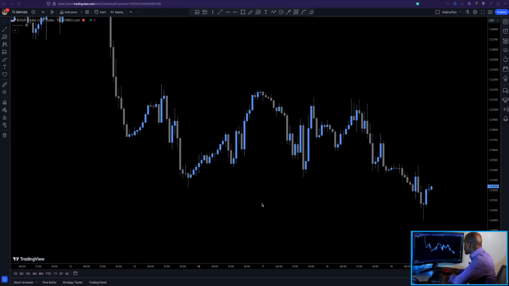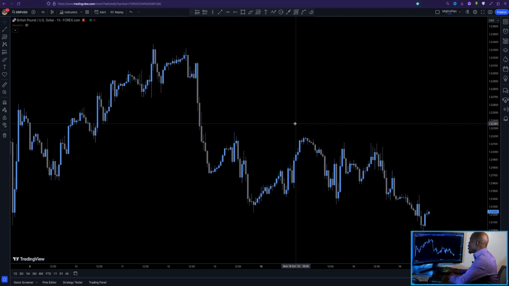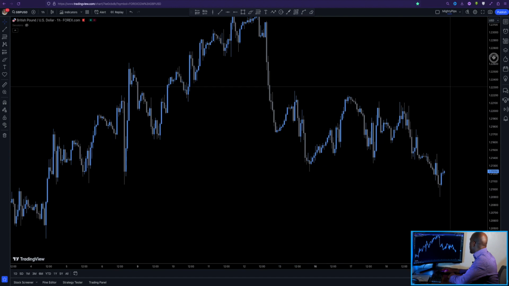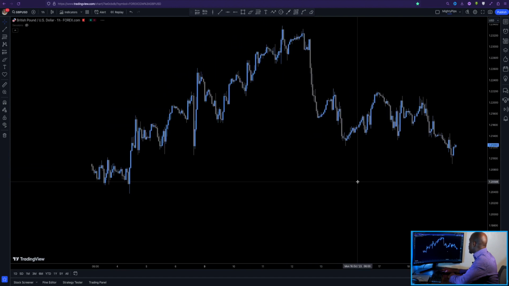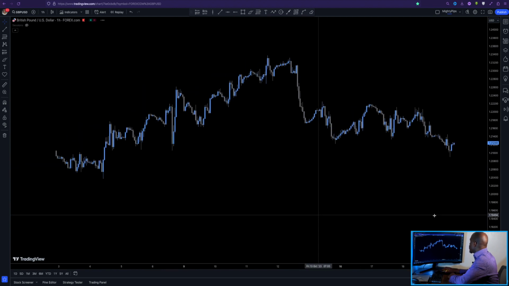So here on the charts, we are on the Great British Pound US dollar chart. And on this chart, this is the 1 hour chart. We are going to use the 1 hour chart for now, and also the lower time frames. So what you're going to do here, let's use the current price, right?